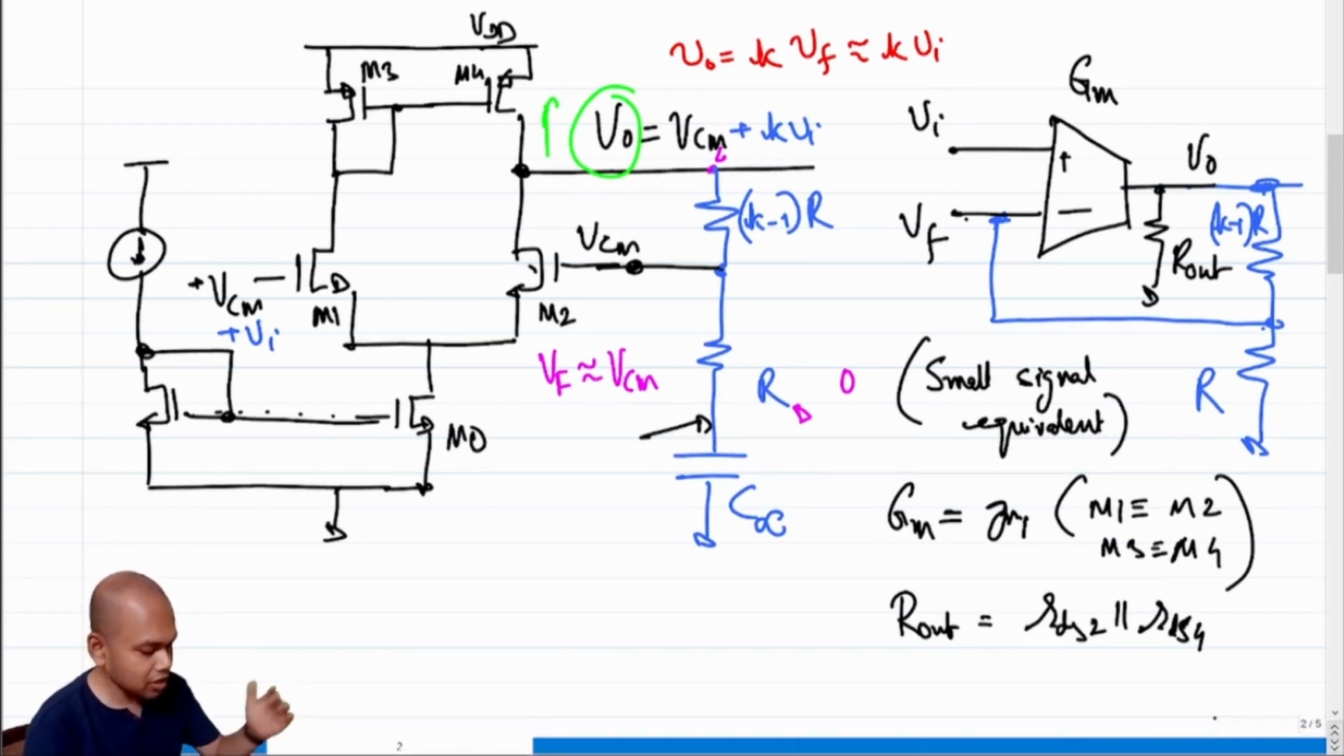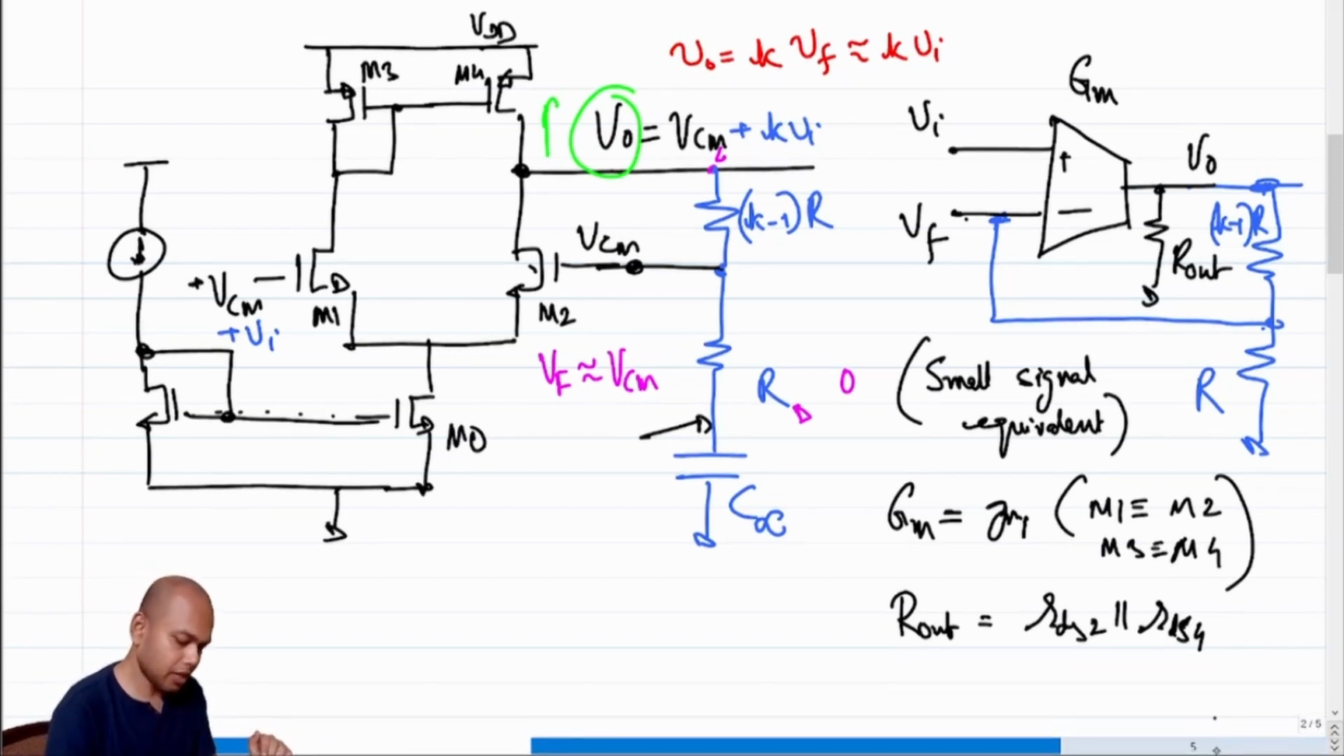But what is the lower side problem? How low can V0 go? V0 can only go down to VCM minus 1 threshold voltage, right? Since V0 can go only to VCM minus 1 threshold voltage, we can potentially have a problem, because you are not allowing the output to swing too much, right? So that is one problem.